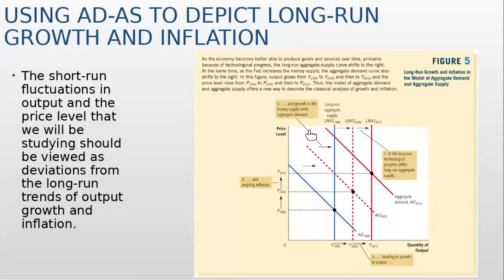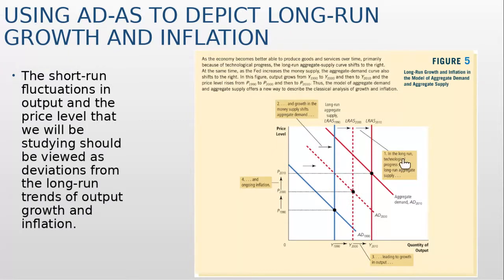Now, we can use the ADAS model to depict long-run growth and inflation. And basically, if you look over here at the graph, what you'll see is that short-run fluctuations in output and the price level should be viewed as deviations from the long-run trends of output growth and inflation. So what we mean by that is it's nice and easy to see here a long-run trend by which the aggregate demand intersects the long-run aggregate supply, that the aggregate demand then increases over time, leading to the long-run aggregate supply also shifting upward. And we can see that at each one of these new intersections, we have had an increase in the price level and an increase in the long-run aggregate supply and output.